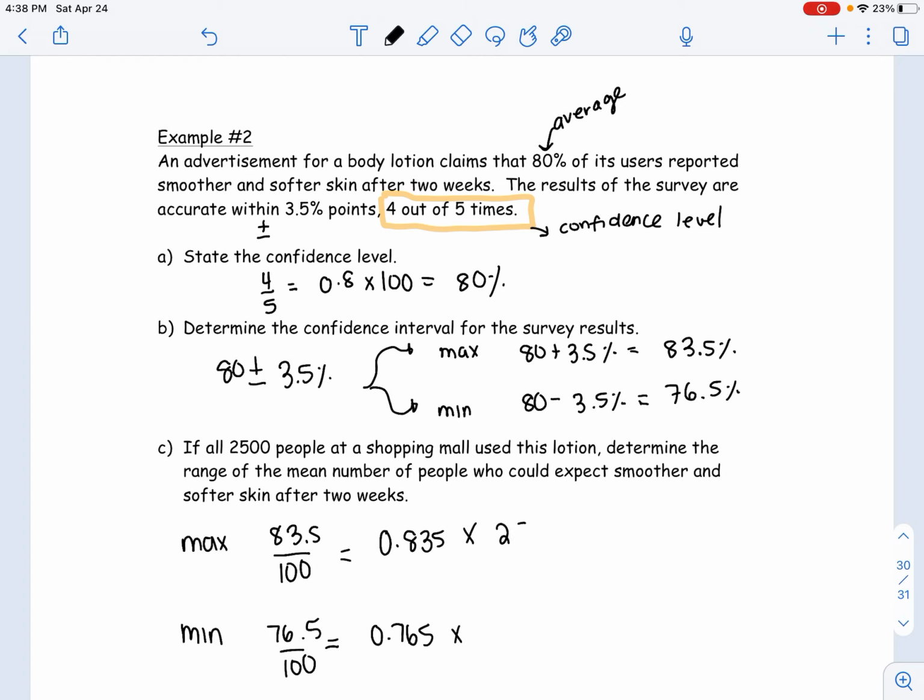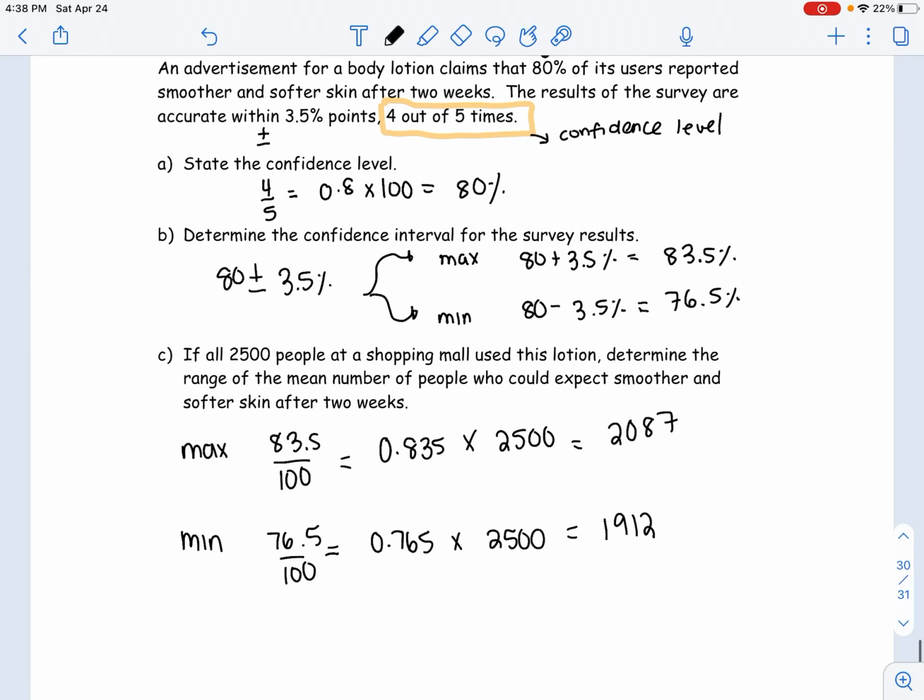Next, we multiply by the population, which in this case is 2,500 people. That will tell you the max number of people they're expecting to report smoother and softer skin versus the minimum. So you should be getting about, remember, round down for these numbers, 2087. And round down for this one, 1912.